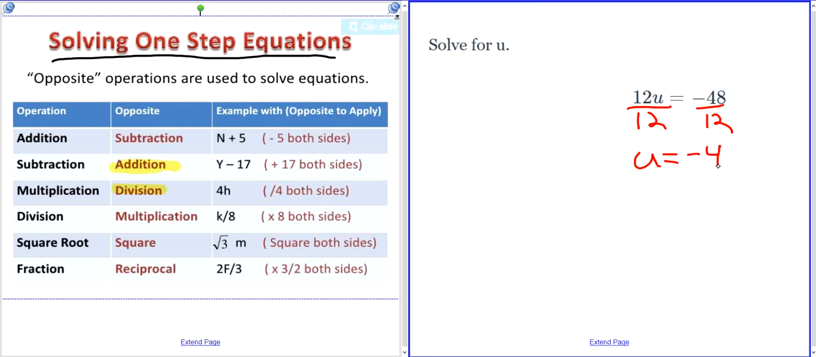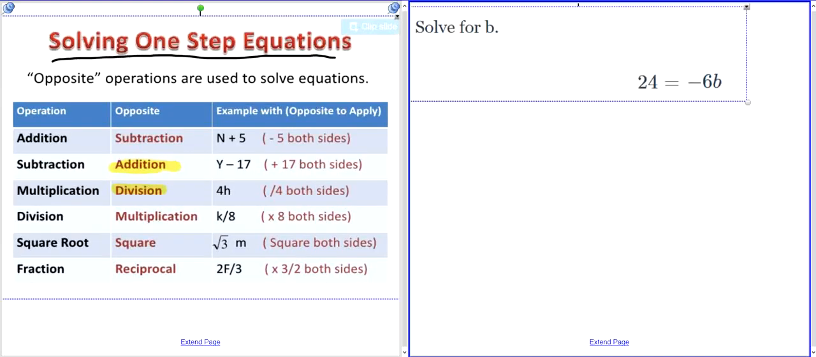So if you plug in negative 4 times 12, what would you get? Negative 48. We do the opposite operations, we divide. Same thing here. Just because the variable's on the other side doesn't change anything. We're working to isolate this variable. So what we're going to do is the opposite of multiplication, which is division. Divide by 6.